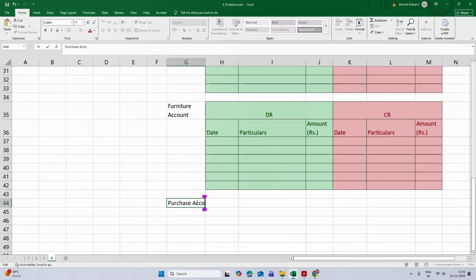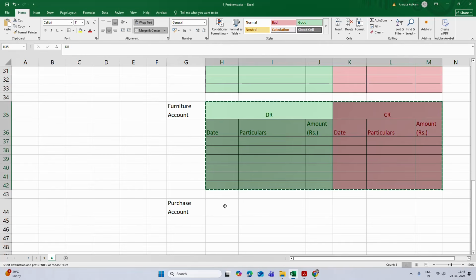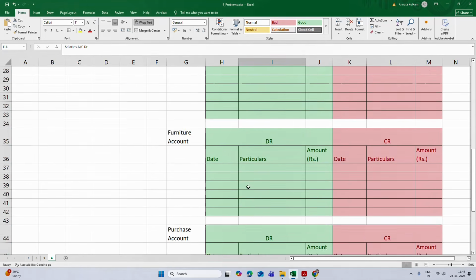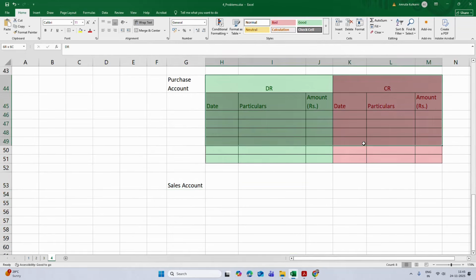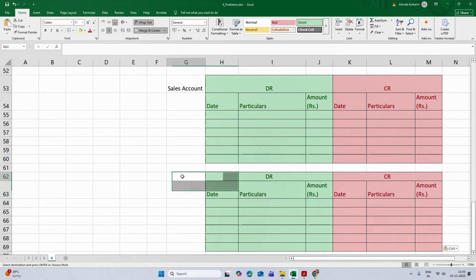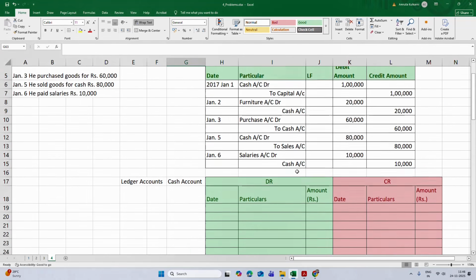So that you will not forget any of the account. So we are done with purchase account. Then we have purchase cash sales account and salary account. So this is for the sales account, and along with that the last ledger account should be our salary account. Now we will make entries for each of the account.